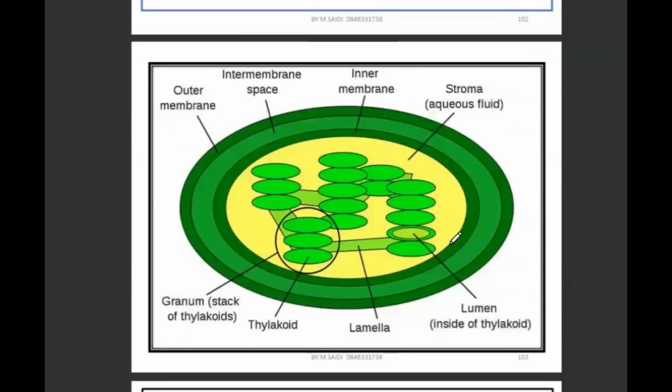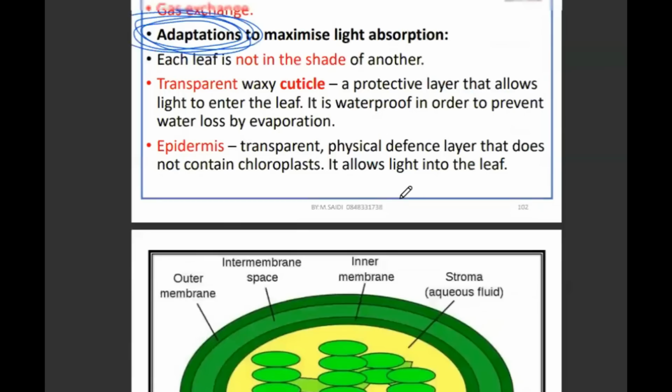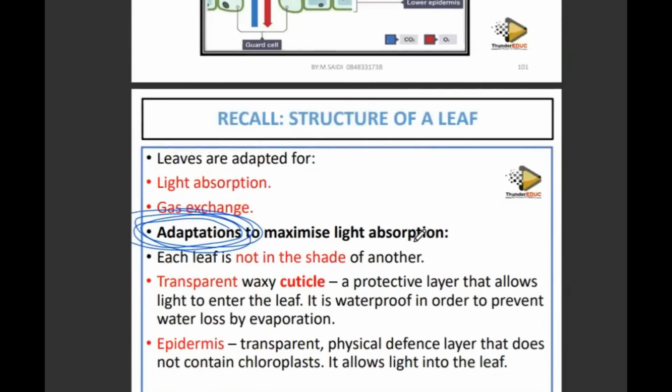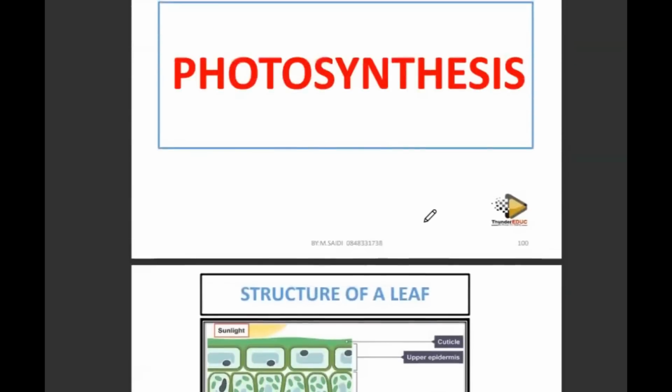Then this, you have to know how to label. Know how to label, and then know the adaptations of it to carry out its function. Then the adaptation of a leaf for maximum absorption of sunlight. So guys, that's it.